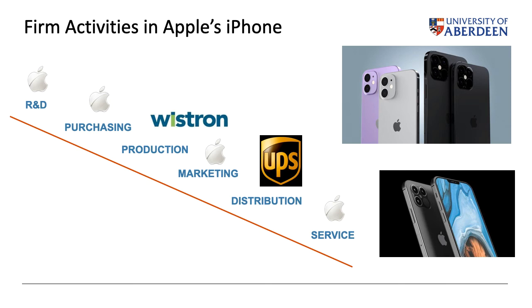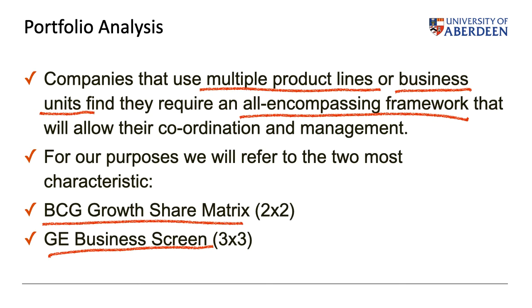This is an example of a fragmented value chain, where the company has chosen to carry out some of the activities of the value chain and has outsourced others. When a corporation has multiple activities, multiple product lines, and multiple business units, they need an all-encompassing framework that will allow them to coordinate and manage all these activities. The standard tool for portfolio analysis is called the BCG Matrix, and this is a 2x2. There's a very similar matrix called the GE Matrix, which is a 3x3. Today, we'll cover the BCG Matrix.